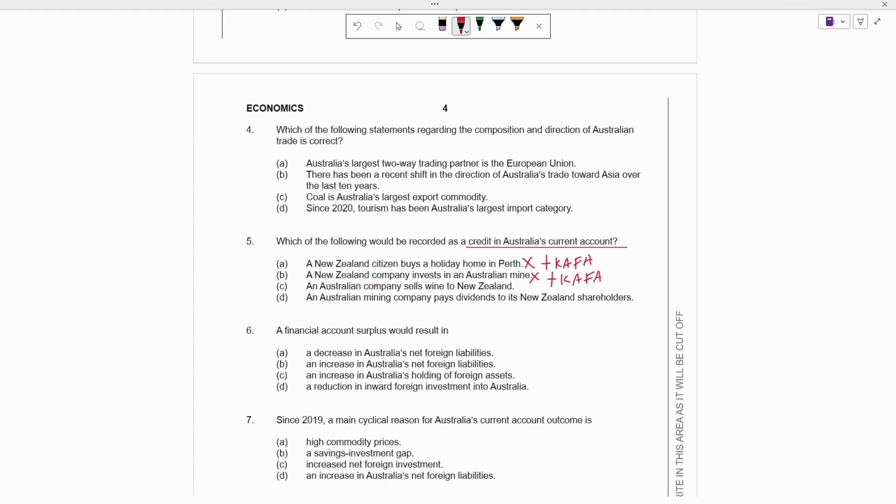C, an Australian company sells wine to New Zealand. This one is correct. This would be recorded as a credit underneath the trade balance, which is recorded underneath the current account.